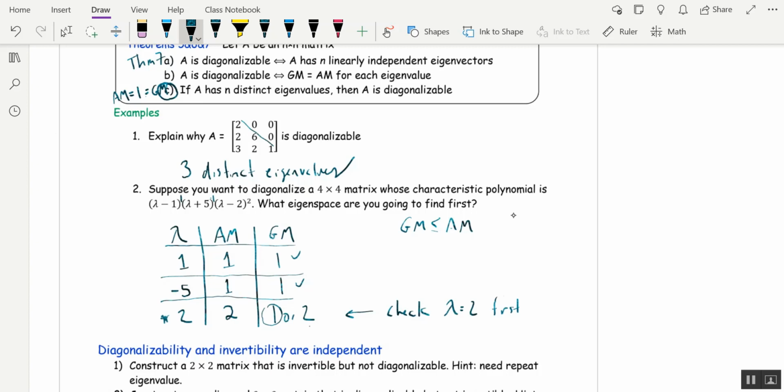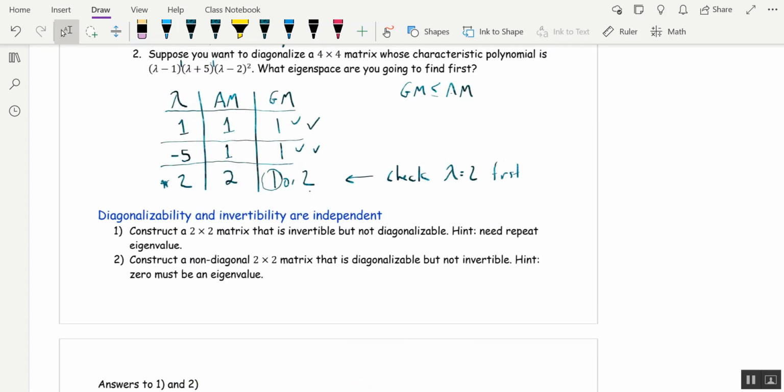If it's 2, then you know A is diagonalizable, but you're still going to need to find bases for eigenspaces for these other 2 eigenvalues. Okay, one last thing here. Diagonalizability and invertibility are independent. So something I want you to think about: construct a 2 by 2 matrix that is invertible but not diagonalizable, and then turn it around and try to construct a 2 by 2 that's diagonalizable but not invertible. I've got the answers on the next page, but give it some time and see what you can come up with and see why those hints might make sense.